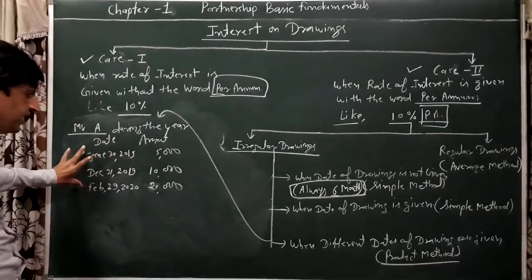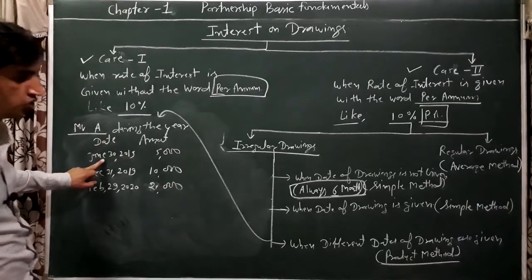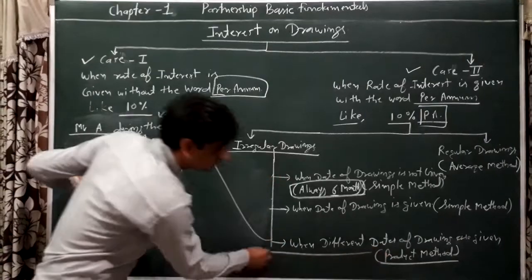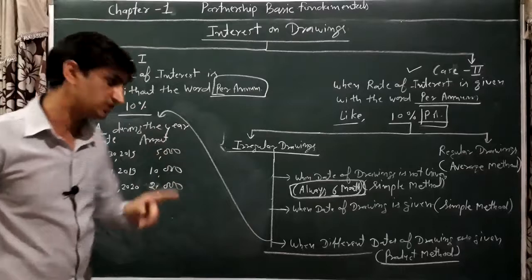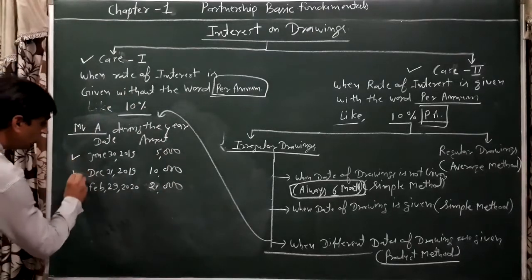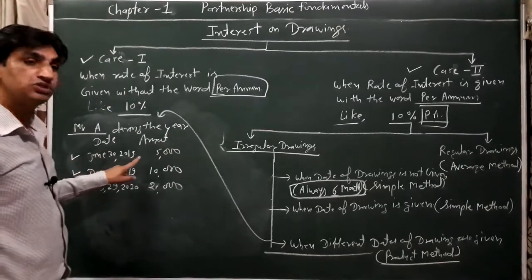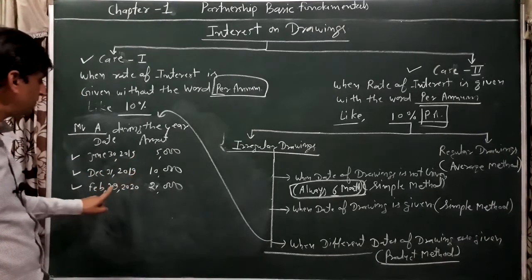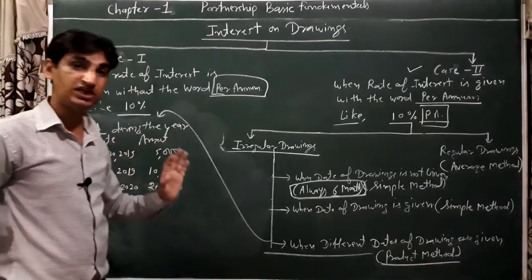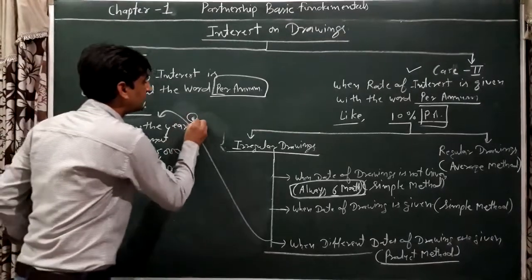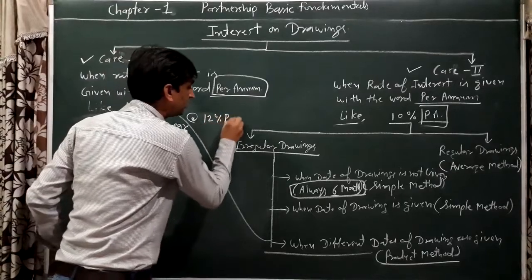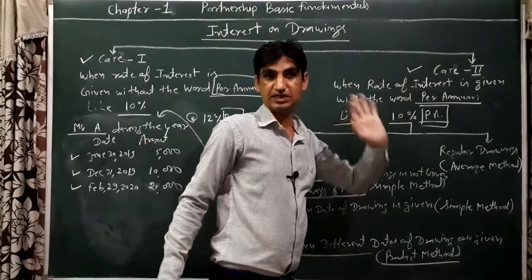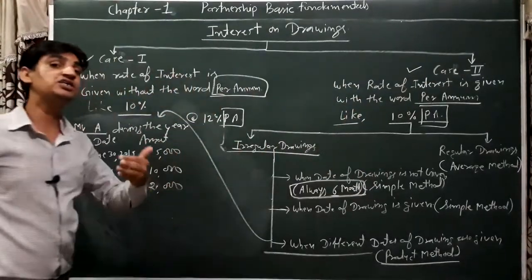Here different dates are given in the question for drawing: June 30, 2019, December 31st, 2019, and Feb 29, 2020. Is it clear? The interest rate is 12% per annum. The per annum word is given with the interest. So this is the second case. Calculate interest on drawing.